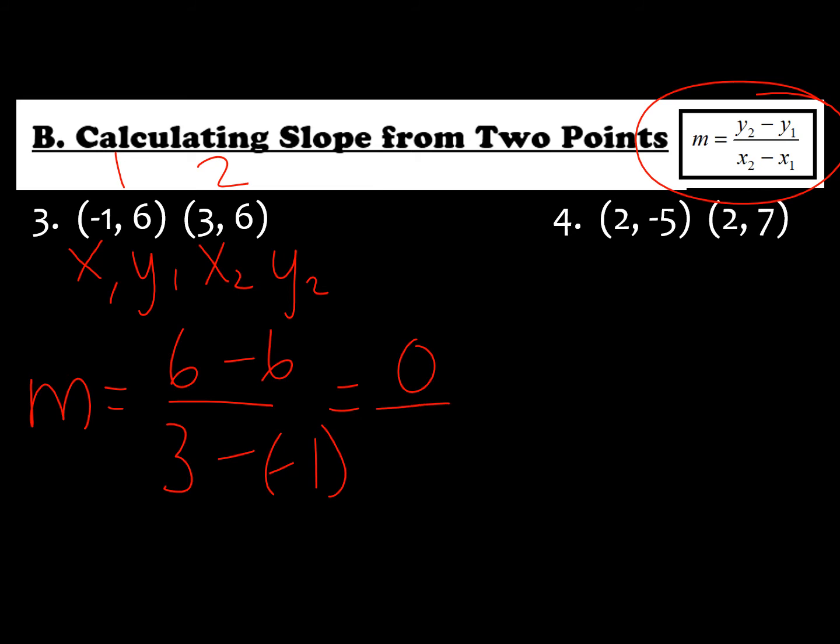Okay, so I get 0 over minus a negative is really adding the opposite, so that's over 4. 0 divided by 4 is 0. So that's that flat line.